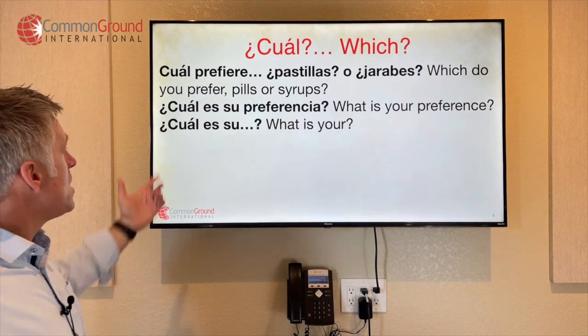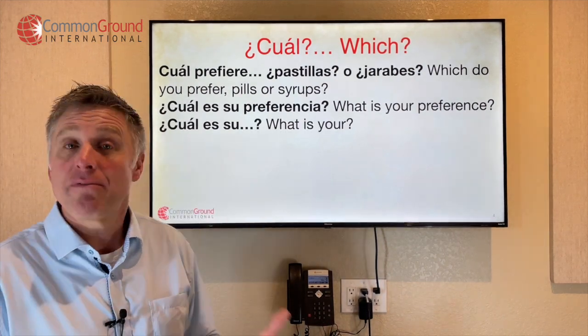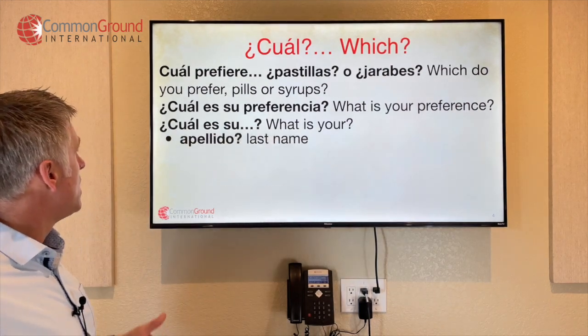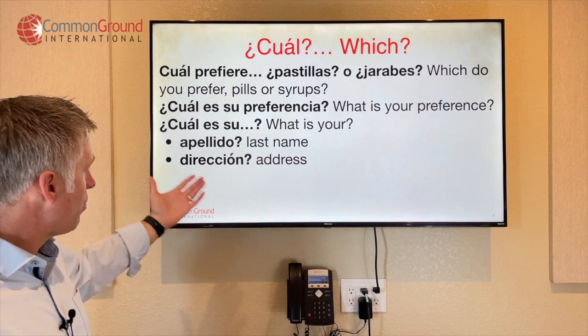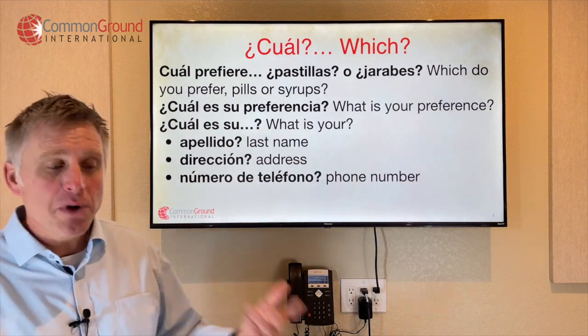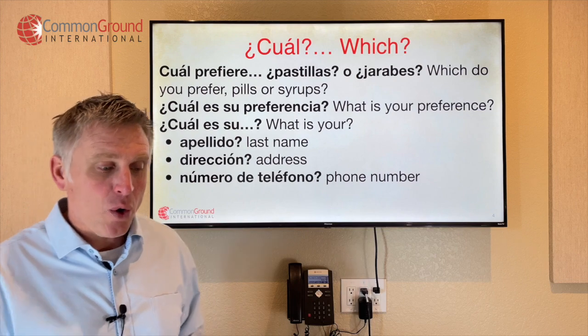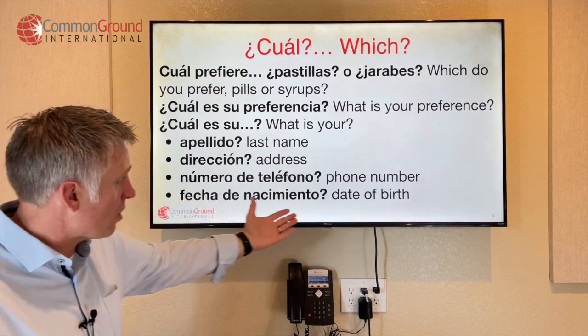All right, muy bien. ¿Cuál es su, what is your, for example, ¿cuál es su apellido? What's your last name? ¿Cuál es su dirección? What's your address? ¿Cuál es su número de teléfono? What's your phone number? ¿Cuál es su fecha de nacimiento? What's your date of birth?